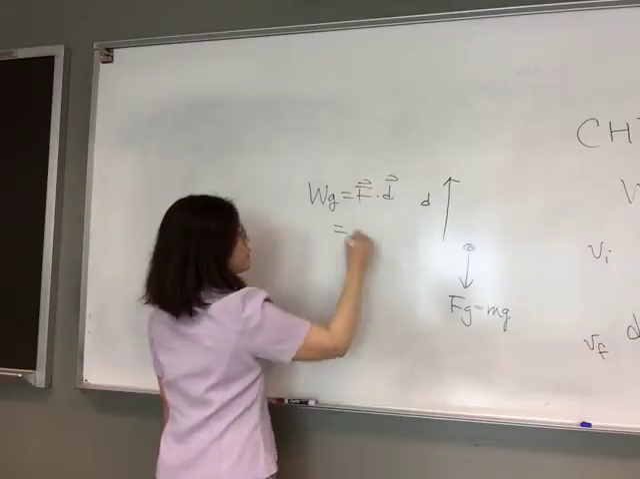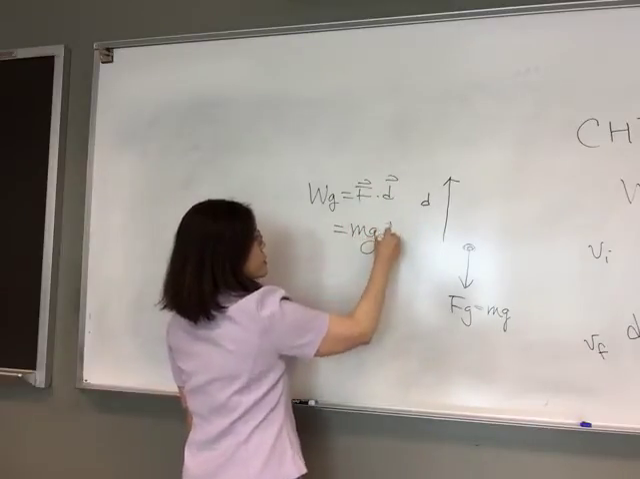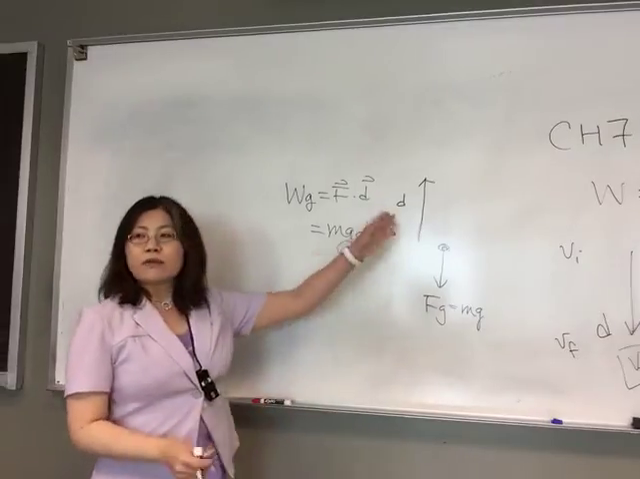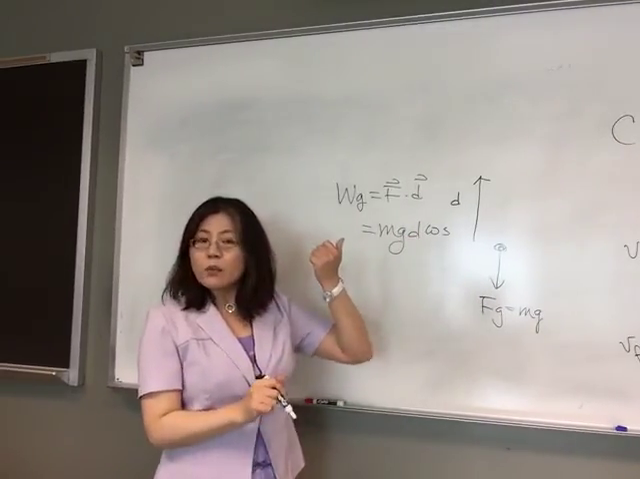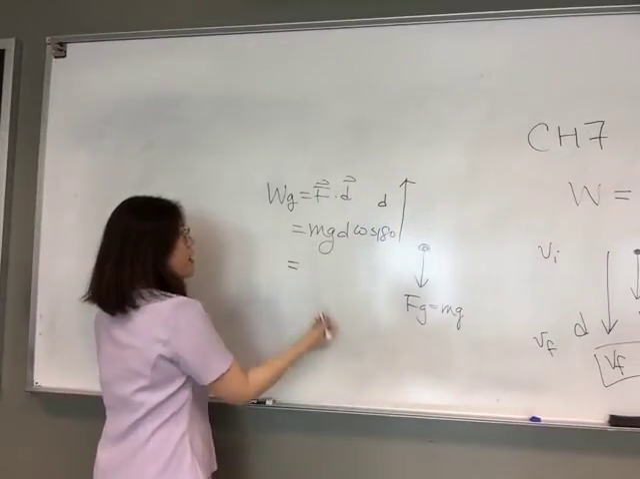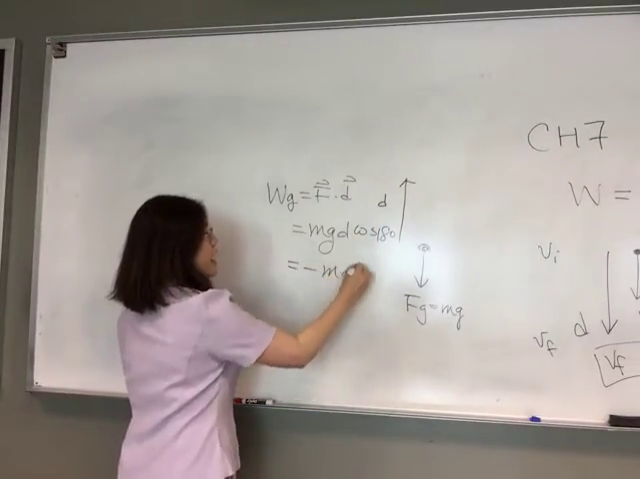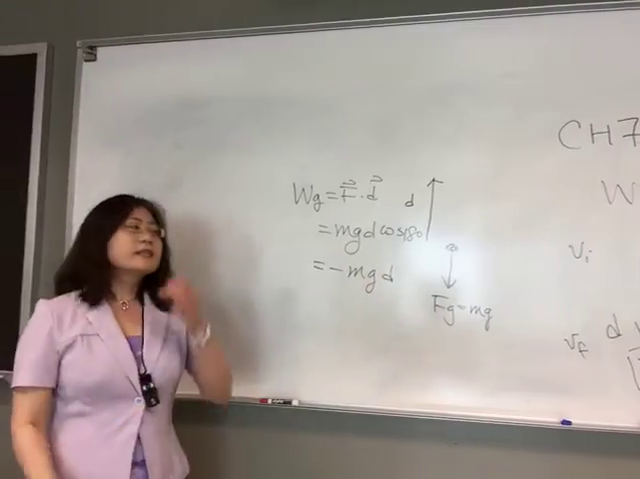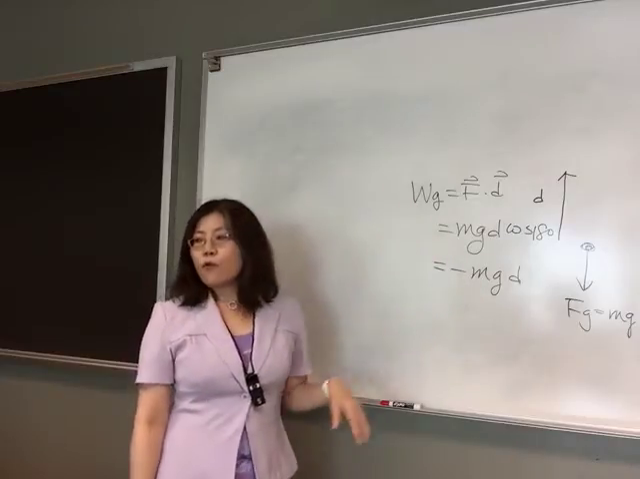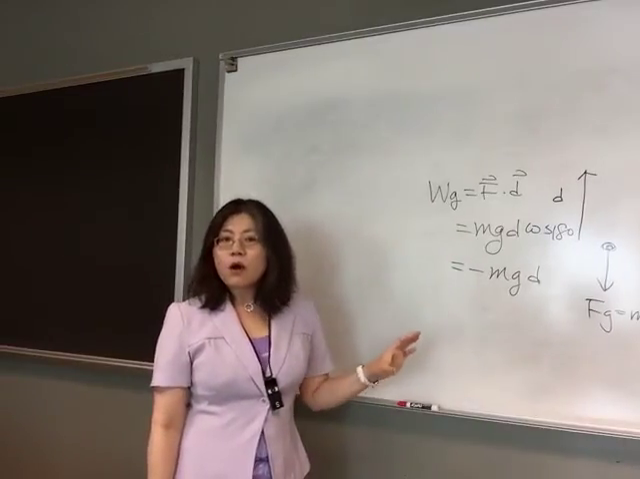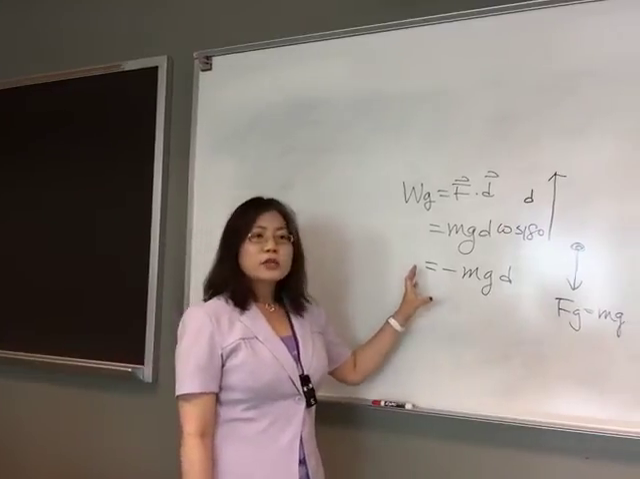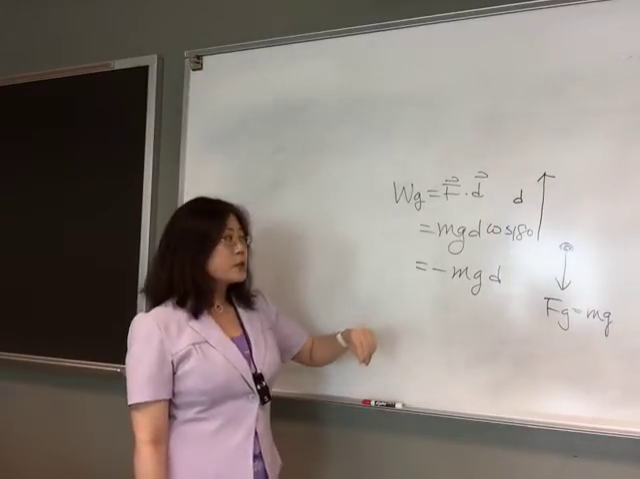So the work done by gravitational force, again, we use F dot d. Your F here is your mg, and your d is still your d. And then cosine of the angle: you can see that they are pointing in opposite directions, so the angle between them is 180 degrees instead of 0 degrees. So now you have negative mgd. This is the case I was telling you about earlier, that a force can do positive work or negative work. It really depends on its direction with respect to the direction of displacement.